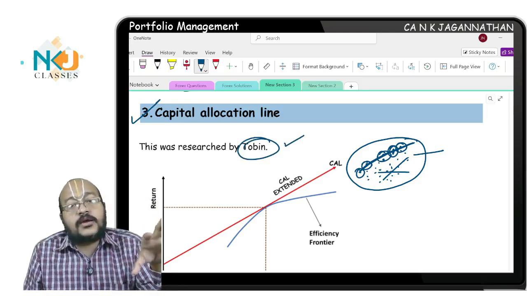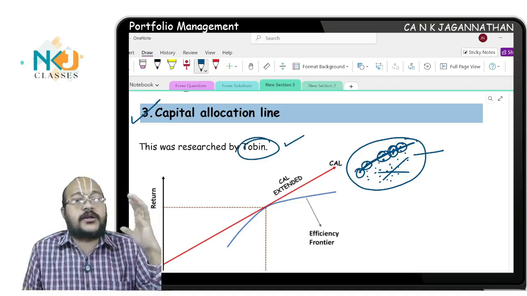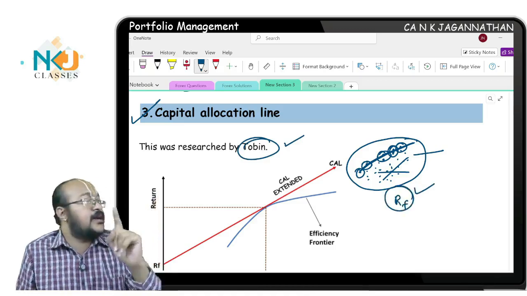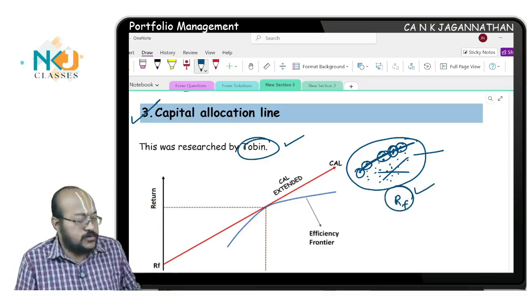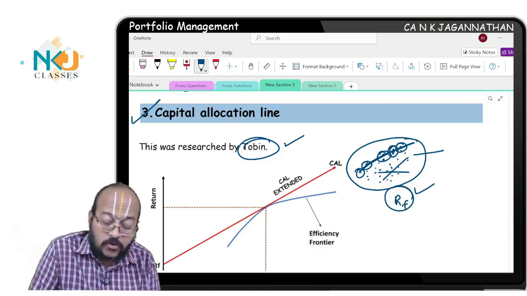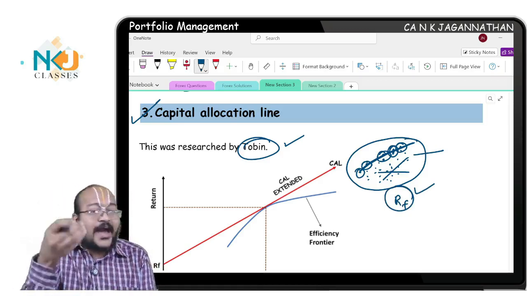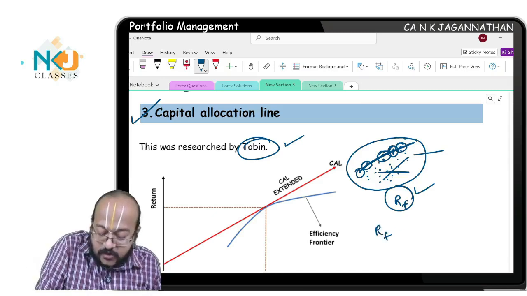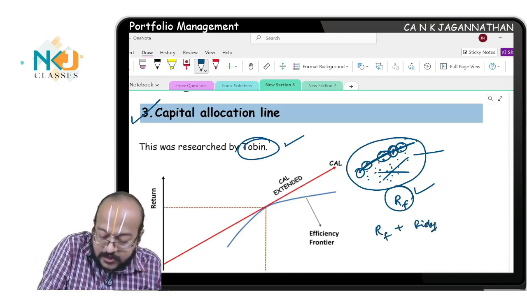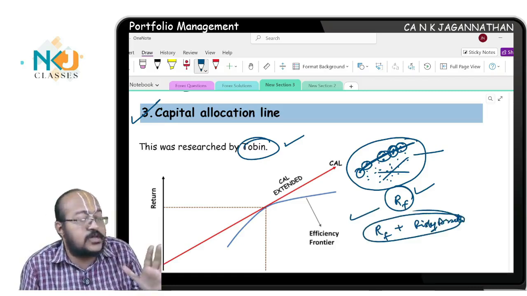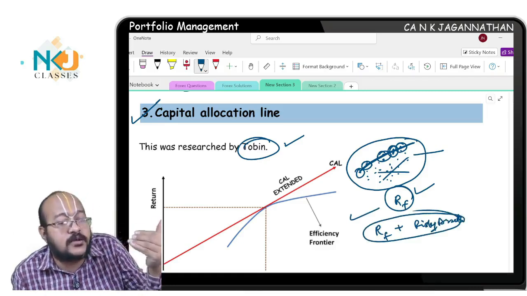Now Tobin says, you need not only consider the market securities to create a portfolio, you can also consider risk-free assets. Assume Government of India bonds are there, risk-free bonds. So you can also create a portfolio which consists of risk-free asset as well as risky asset, a combination of risk-free asset plus risky asset. Are you listening to what I am trying to say? Which means this possibility was not considered under Markowitz portfolio theory.